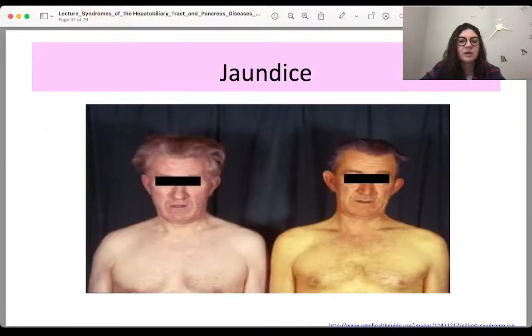Here you see jaundice in the same patient. It was first photo before and second photo it is after some time.